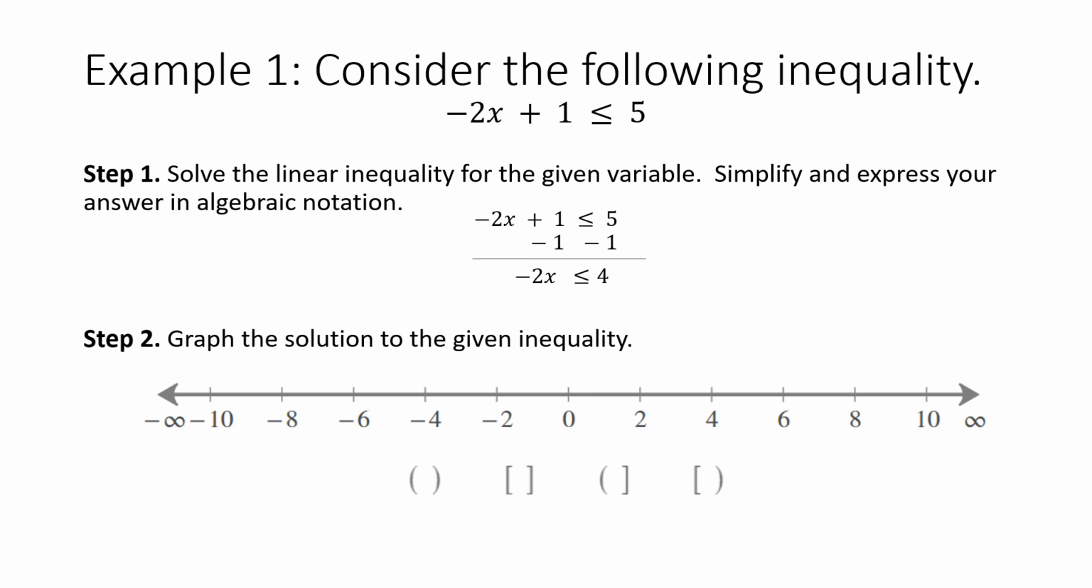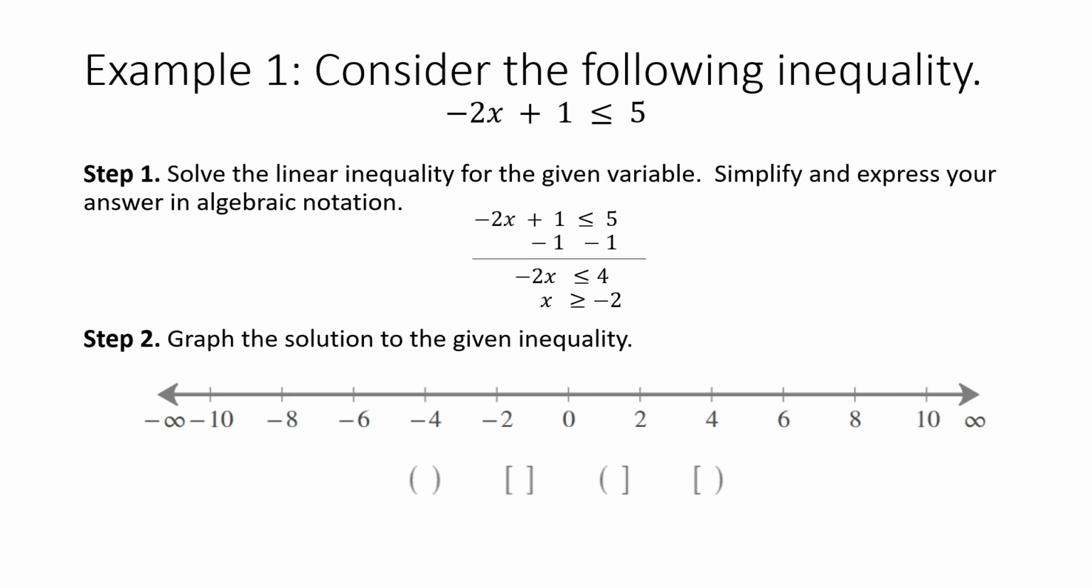Next, I need to divide by negative 2 on both sides. There is a rule: when we divide by a negative, we do need to flip the inequality. So when I divide by that negative 2 on both sides, I'm going to bring down my x, but then I'm going to flip that inequality. So then it'll be x is greater than or equal to 4 divided by negative 2, which gives me negative 2. Now I'm going to graph the solution to the given inequality.